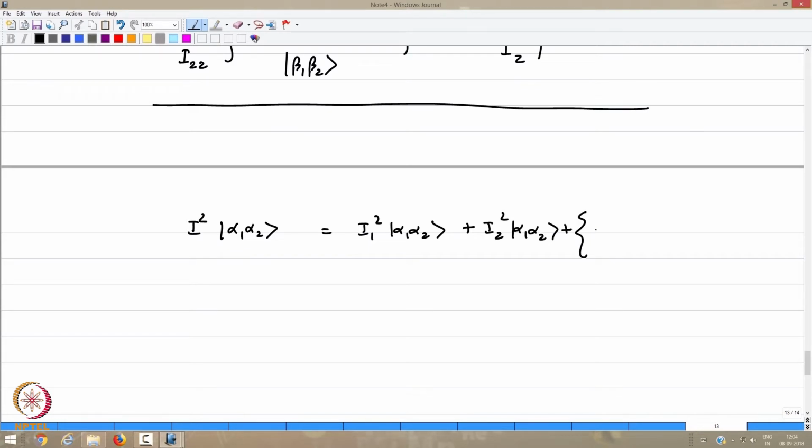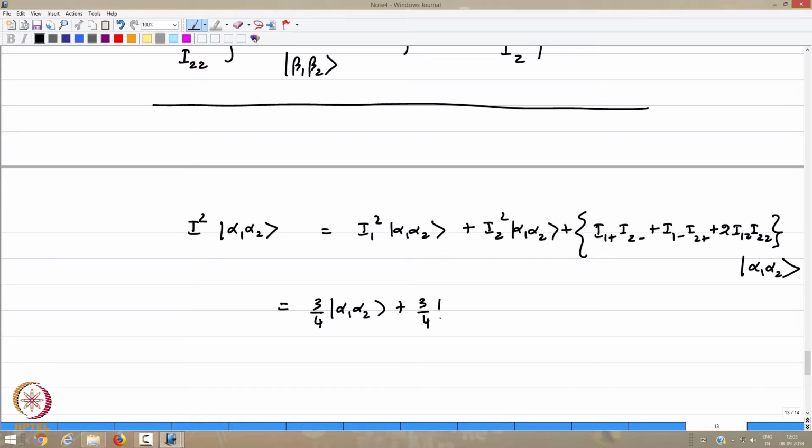So, what you will have is I1 plus I2 minus plus I1 minus I2 plus plus 2 times I1z, I2z acting on the state alpha 1, alpha 2. I1 square will give you 3 by 4 on alpha 1 and alpha 2. I2 square on alpha 2 also gives you 3 by 4 and the state back, alpha 1, alpha 2. And you can easily see that I1 plus acting on alpha 1 is 0. Therefore, the first term is 0, and I2 plus acting on alpha 2 is also 0. Therefore, the second term acting on the state gives you 0.